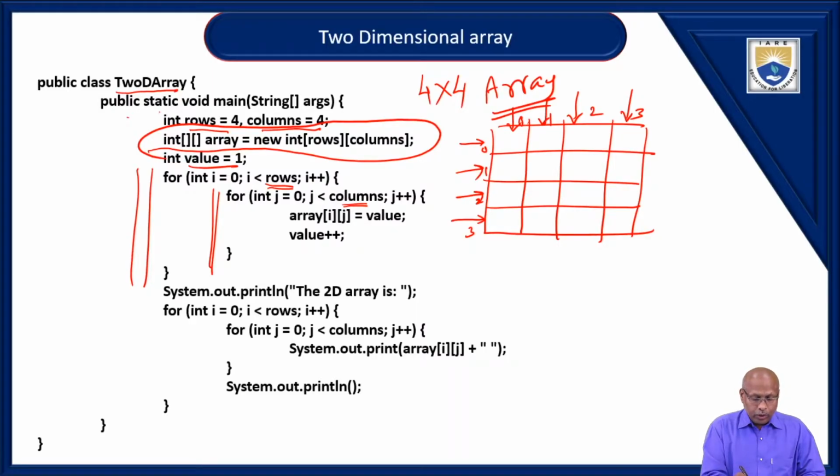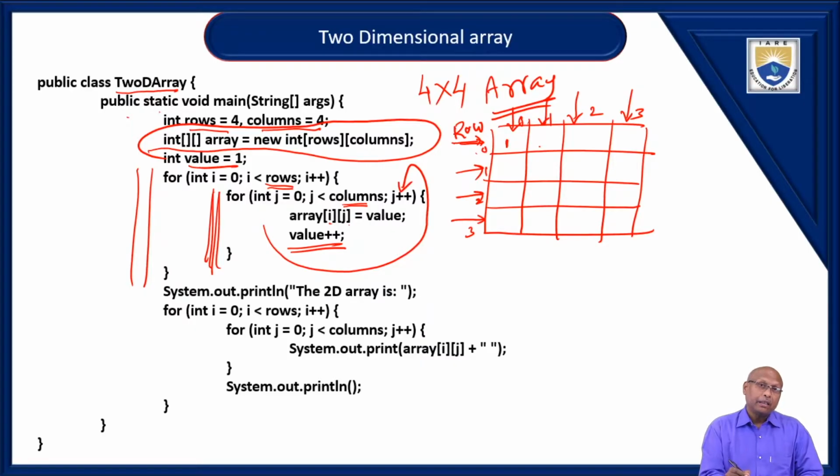Initially, i is 0, j also 0. So i stands for row index, j stands for column index. 0th row, 0th column. So this loop repeats for the entire row. Initially, i is 0, this is the 0th row. This 0th row is assigned with some value: 0th row, 0th column, value is 1. After storing 1, value is incremented to 2. So this loop repeats again. j plus plus: 0th row, 1st column. Because j is incrementing, for every i, this loop repeats 4 times.